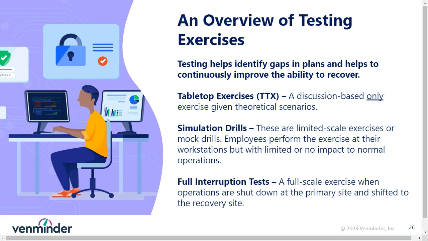Then there's a full interruption test. This is a full-scale exercise when operations are shut down at the primary site and shifted to the recovery site. This also includes actual business disruptive events when the business continuity plan, disaster recovery plan, or a pandemic plan have been activated.